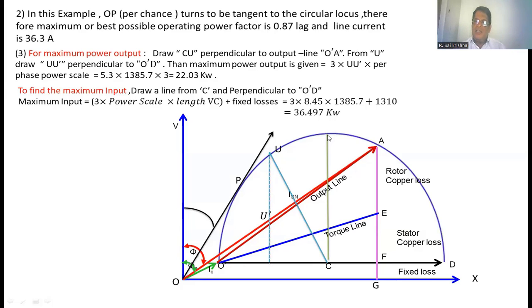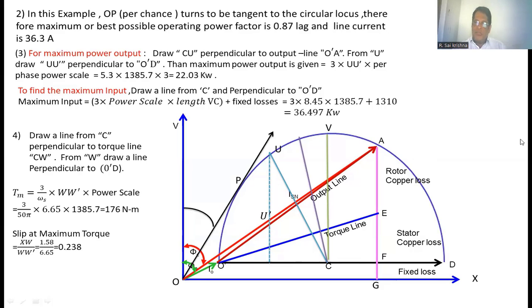To find the maximum input, again from the point C, you draw a line perpendicular to the x-axis that is intersecting the circle at this point. That point you take as V. Now, the maximum input power taken by the induction motor is equal to, you measure this length, and then convert it to watts by means of the power scale. So 3 into power scale into length VC plus fixed losses, nothing but this length FG. Substituting all the values, you are getting 3 into this length, 8.45 centimeters, into power scale, plus the fixed losses that we already calculated. Finally, you are getting 36.497 kilowatts.